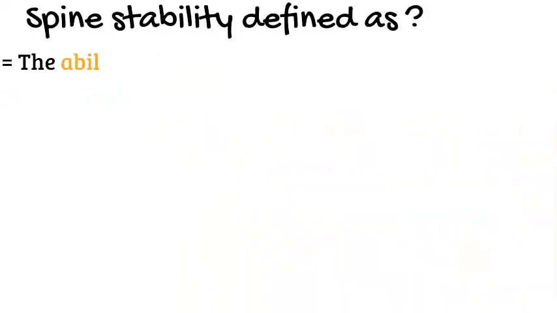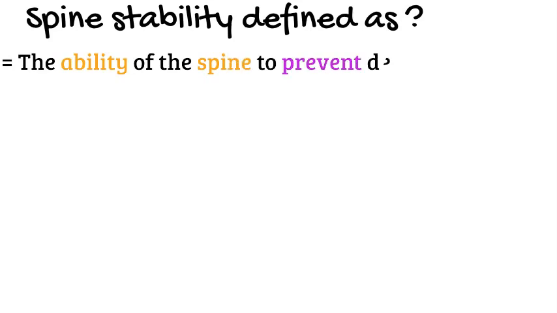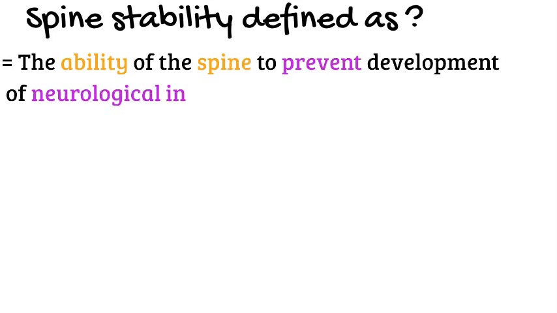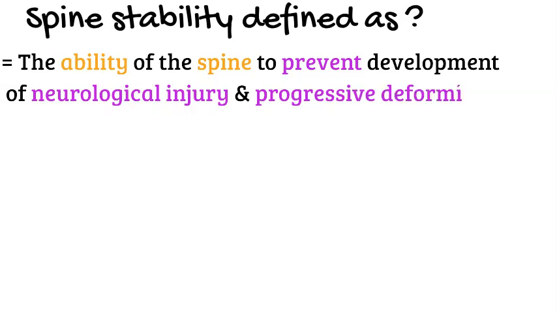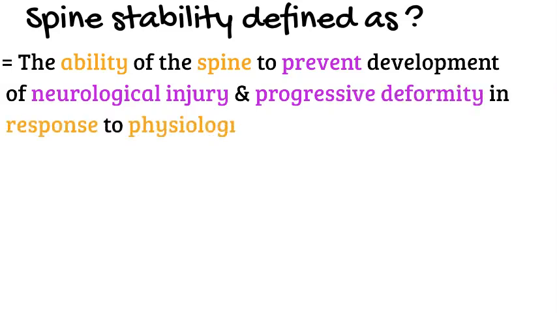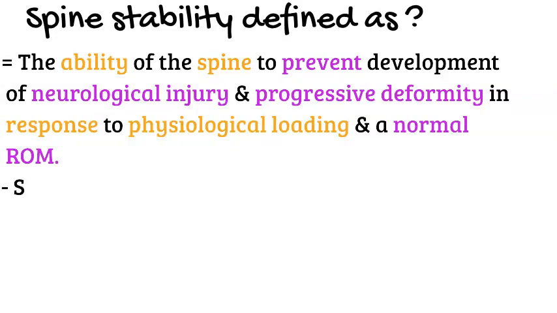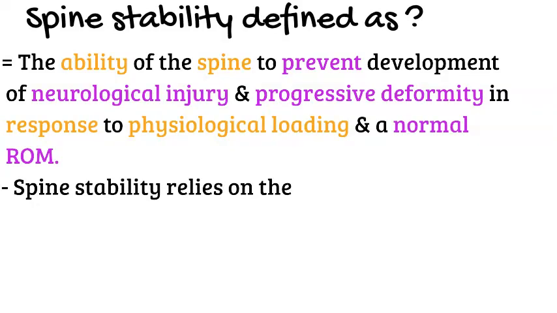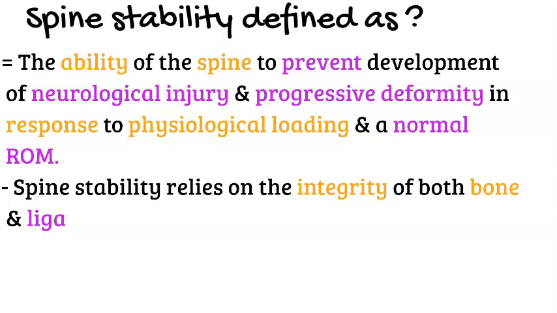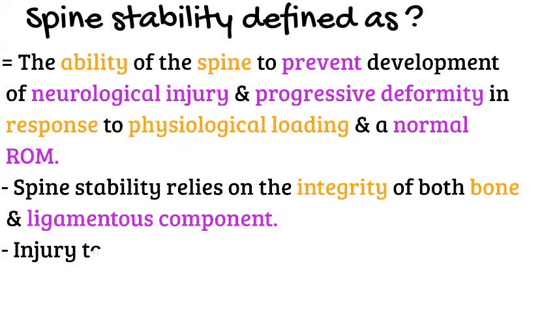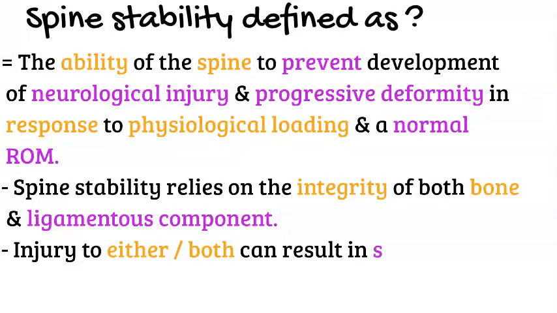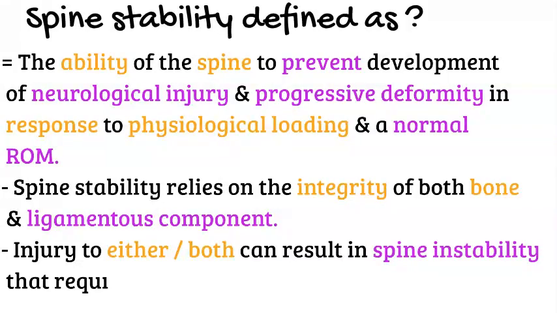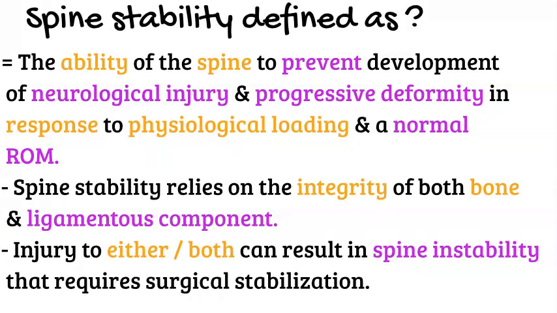Spine stability is defined as the ability of the spine to prevent development of neurological injury and progressive deformity in response to physiological loading and a normal range of movement. Spine stability relies on the integrity of both the bone and the ligamentous component. Injury to either or both can result in spine instability that requires surgical stabilization.